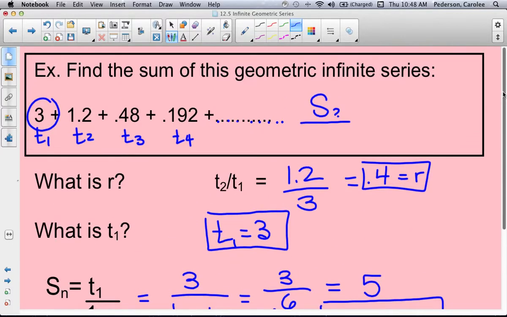Let's go up and check it now. Let's add 3 plus 1.2 plus 0.48 plus 0.192. We're at about 4.872. Now again, the series does go on forever.